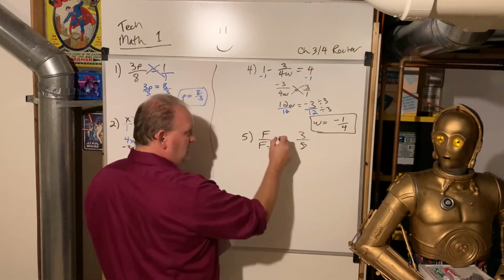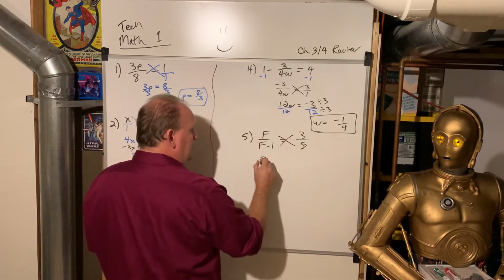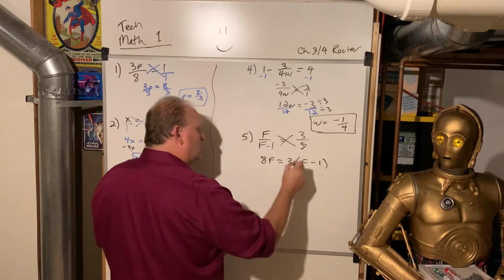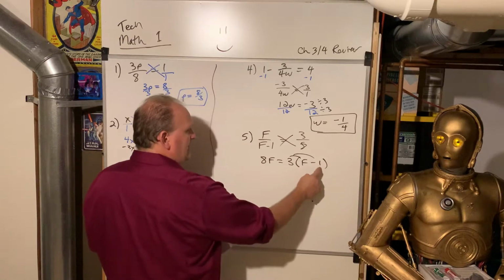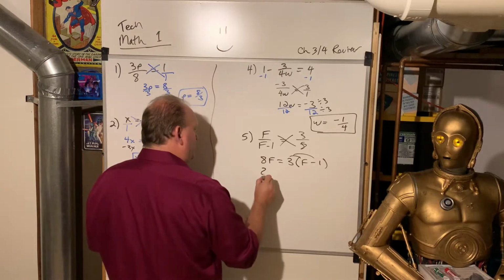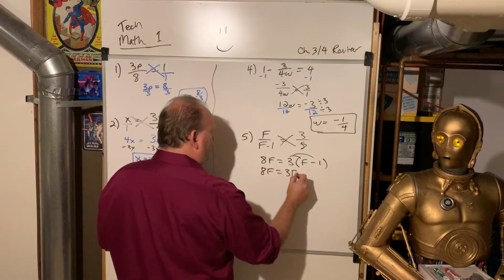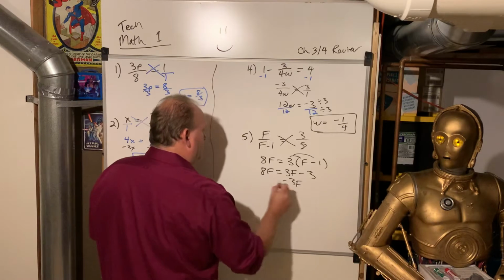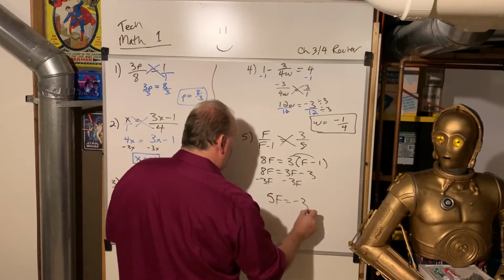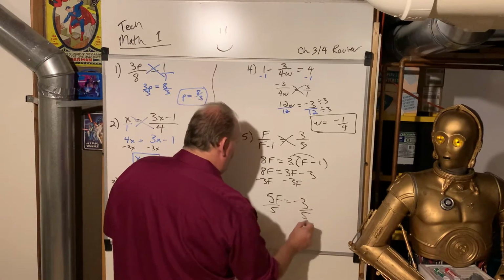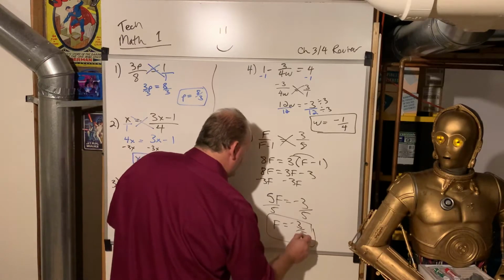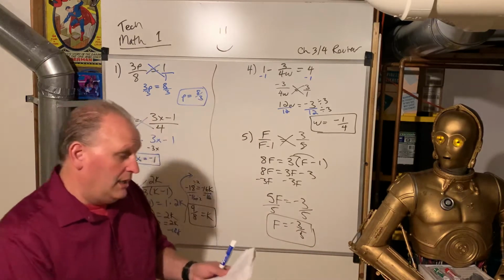Okay. This one, cross multiply and solve. So we got 8 times f equals 3 times quantity f minus 1. Don't forget to do the distributive property. Most common mistake here, people forget to take the 3 times the -1. You got to do it both. 8f equals 3f minus 3. Red rover the 3f over. We got 5f equals -3. Divide by 5. And f is equal to -3/5. And we're done with that one.